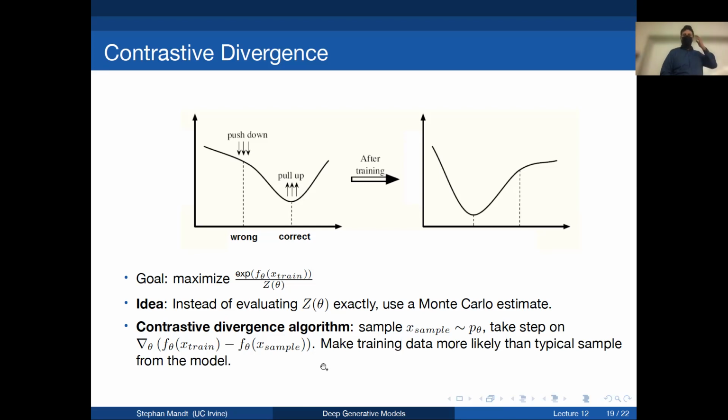Okay. So our goal is again to make the training data, relatively speaking, more likely than any typical sample from the model, and this actually will provide a training signal that we can use to optimize the model. And as you recall, comparisons are easy, right? But it's just difficult to compute absolute probabilities.